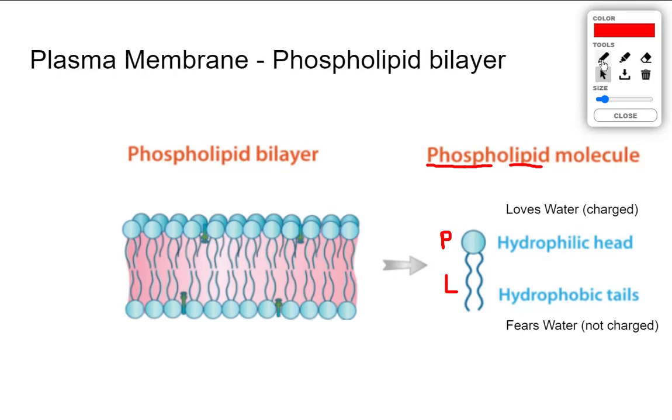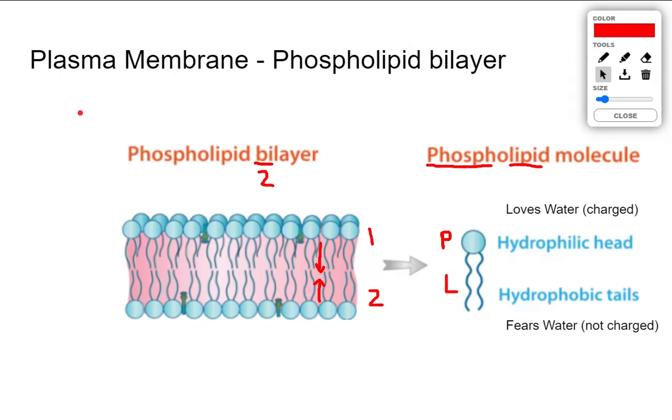And because of that, when they start to line up, they create a bilayer. Now, the term bi means two. Okay, so we don't just have one layer, we have two layers of phospholipids. And their tails, you'll notice, are pointing towards each other, and we're creating a space where there is no water. That's why they point towards each other.